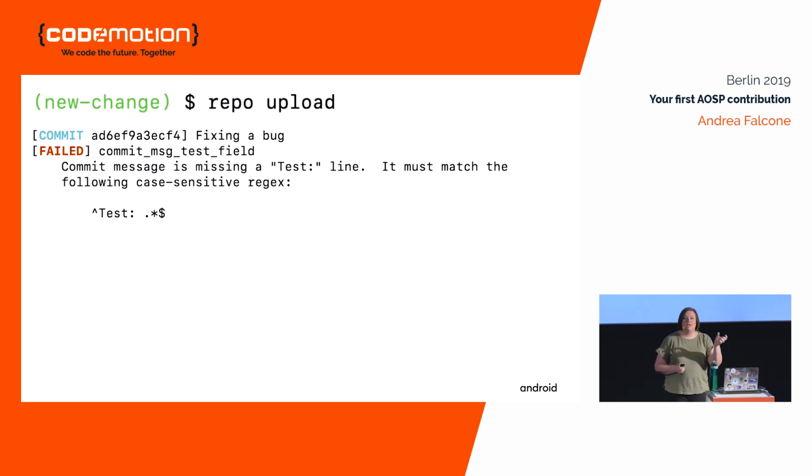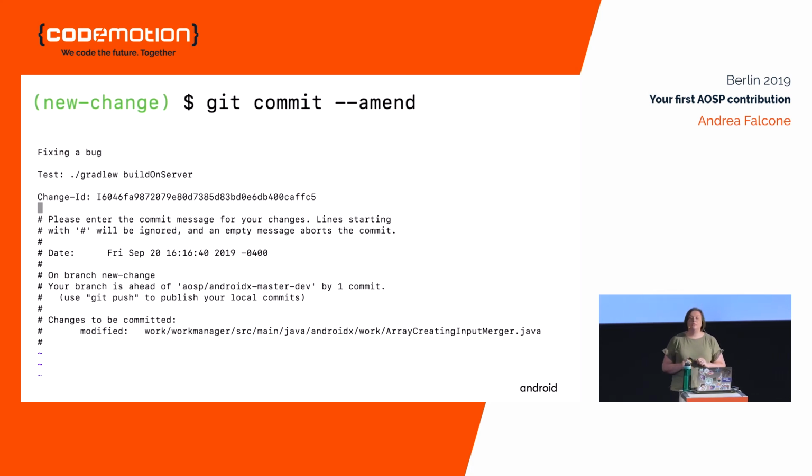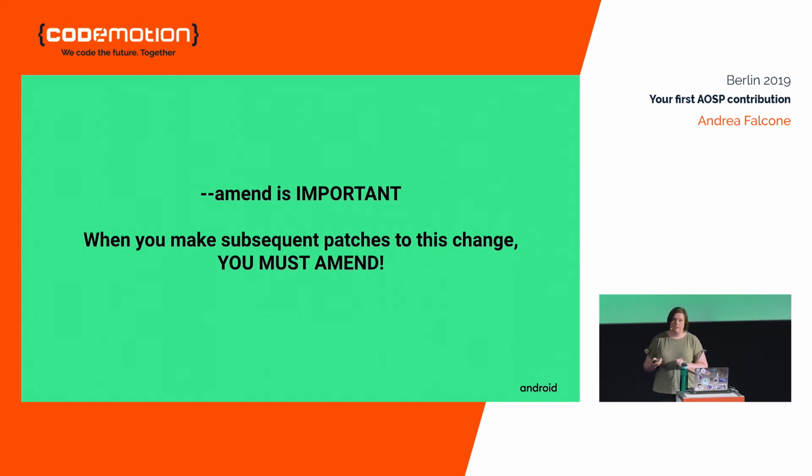You need to have something in the test stanza in your commit message. Okay, so I'm going to amend my commit message to add that. So I'm going to add tested and the command that I ran. All right. An important note.